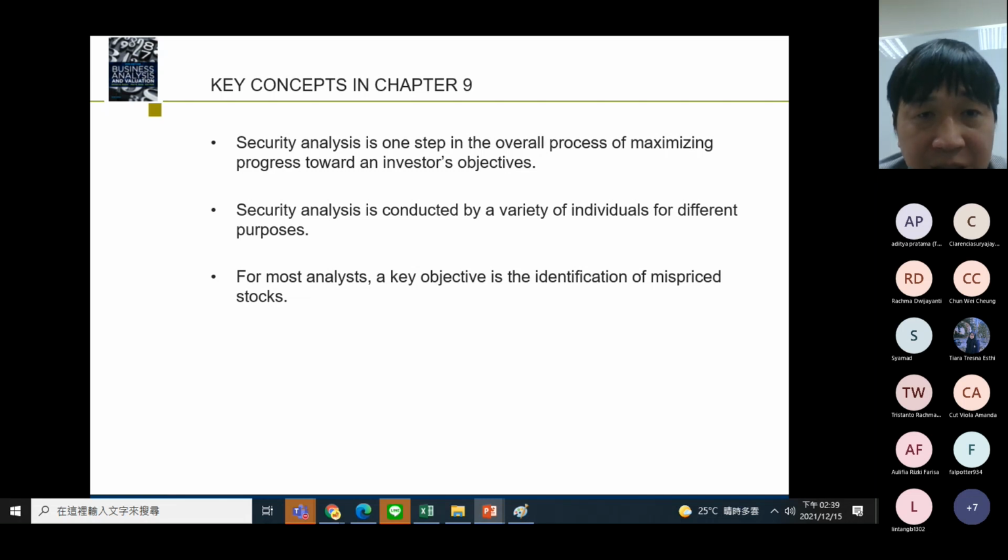Chapter 9 provides us with the key concepts. Key concept 1: security analysis is one step in the overall process of maximizing progress toward an investor's objectives. Key concept 2: security analysis is conducted by a variety of individuals for different purposes. For most analysts, a key objective is the identification of mispriced stocks.